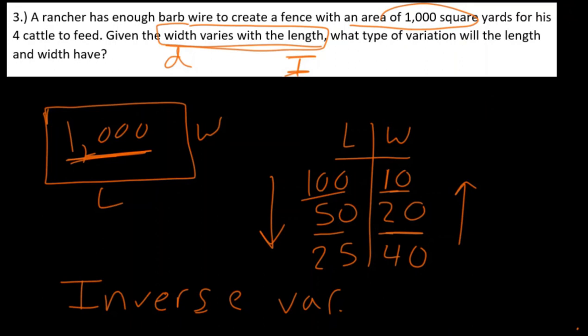Now, why is that so important for you to recognize? Well, that allows us to pick the correct formula, which in this case, inverse variation will always be y equals k over x. We're not going to really do anything with that formula for these equations, but just understand that inverse variation does have the formula y equals k over x. All right, let's go ahead and move on to our final example.